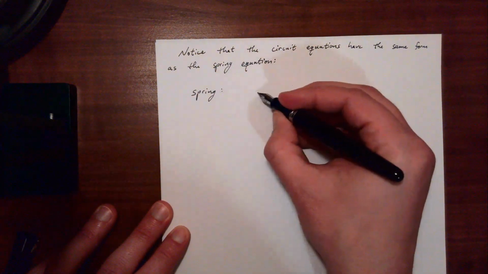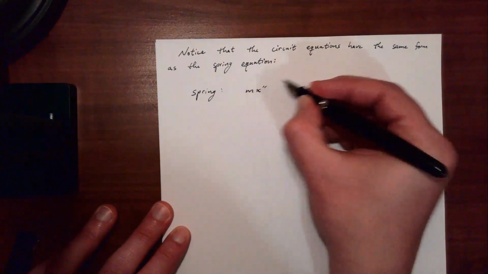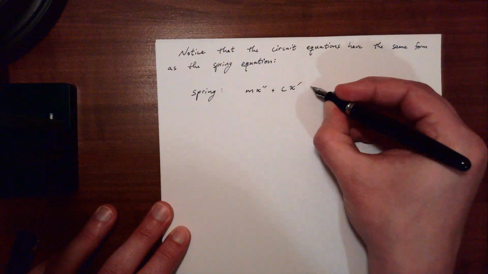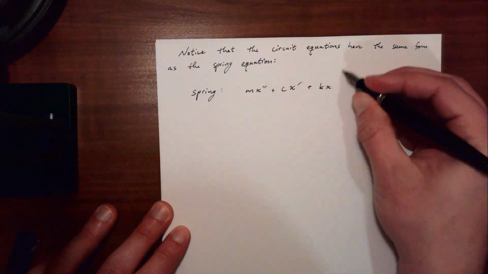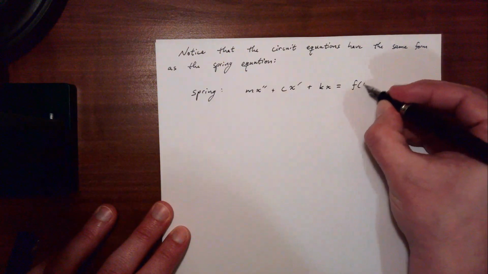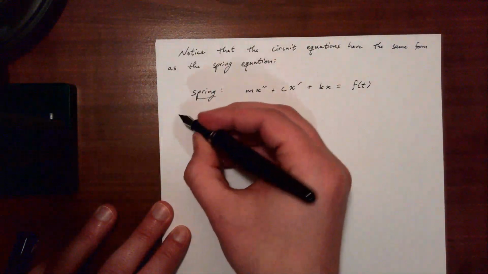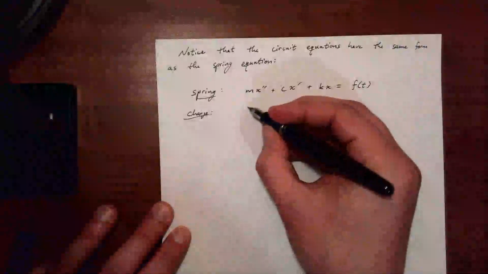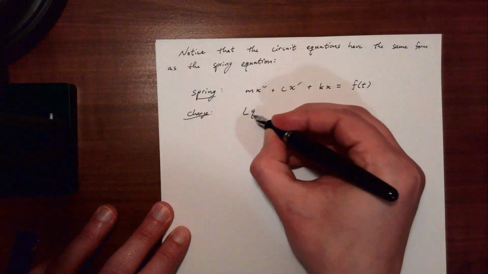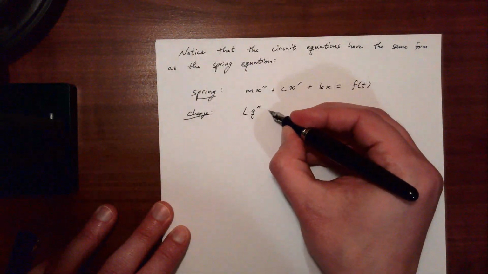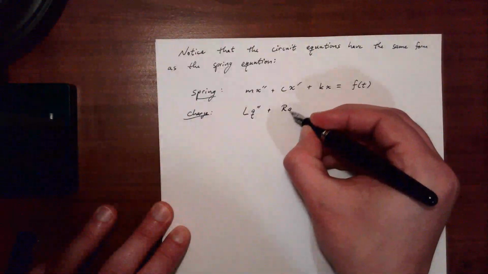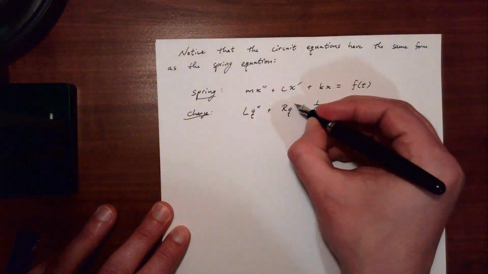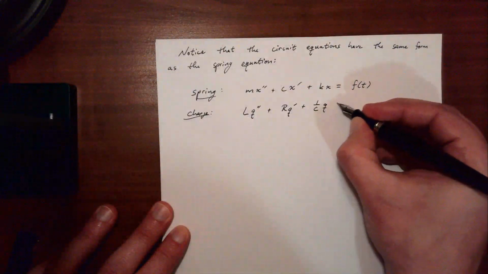So for the spring, what we had was m x double prime plus c x prime plus k x equals f of t. For the charge, what we had was L Q double prime plus R Q prime plus 1 over C Q is equal to E of t.